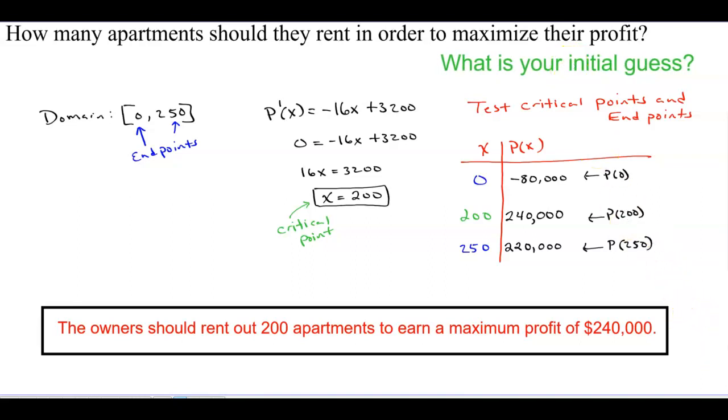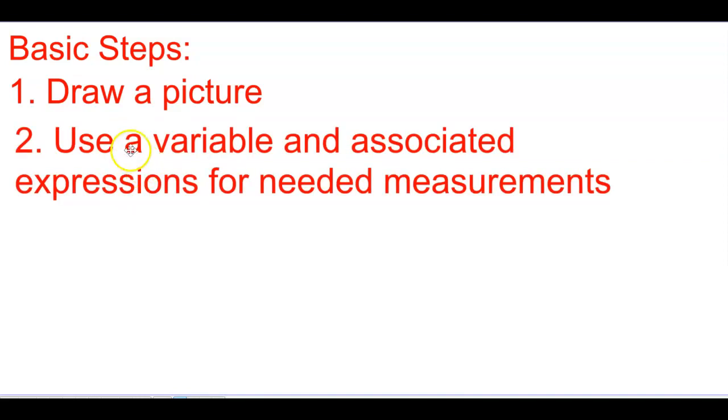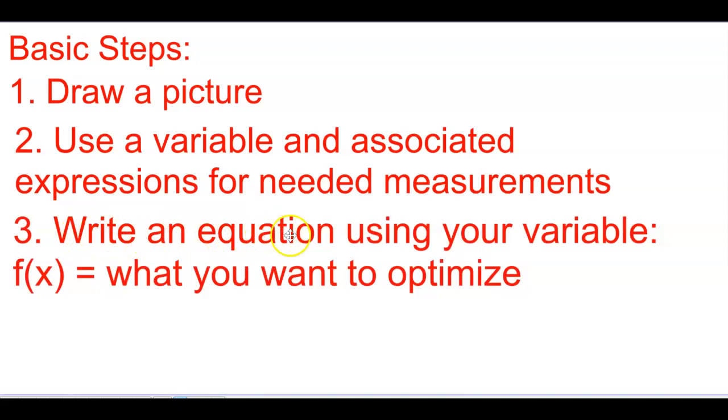So our goal is to basically look at this idea of optimization. So here are some basic steps that we did, and I'll kind of walk you through what we did with that last example. We didn't really need to draw a picture, but that's always the first thing I recommend: draw a picture. And then we're going to use a variable and associate the expressions needed for the measurements. So notice we said a variable. That's the goal, we want to write everything in one variable when possible. I'll show you that. And then you need to write your equation with your variable. We usually call it f(x). That's what we want to optimize.